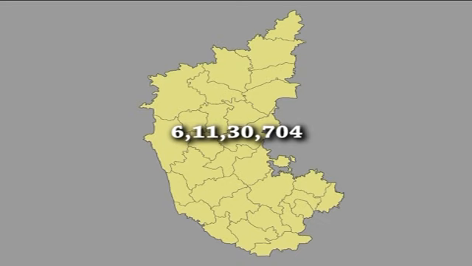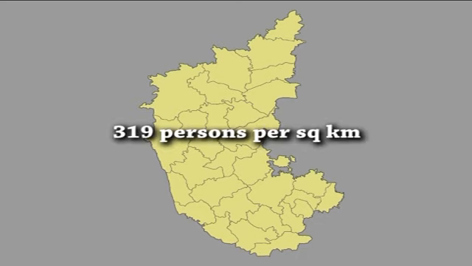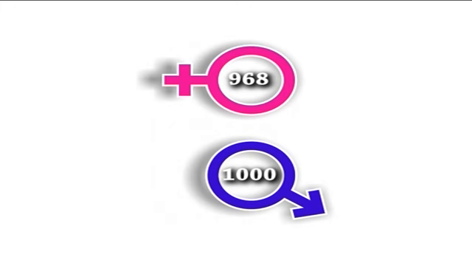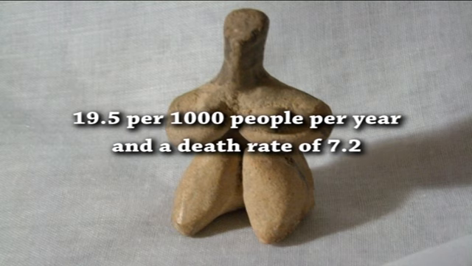the Lok Sabha. The population of Karnataka is 6 crore 11 lakh 30,704. The state has a population density of 319 persons per square kilometer. The sex ratio of Karnataka, at 968 females to 1000 males, is higher than the national average of 940. The state has a birth rate of 19.5 per 1000 people per year and a death rate of 7.2.